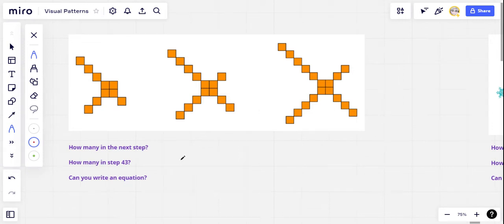Hello, everybody. We are back with another visual pattern challenge. So your job here is to take a look at this pattern. Here's step one of the pattern. Here's step two. Here's step three.